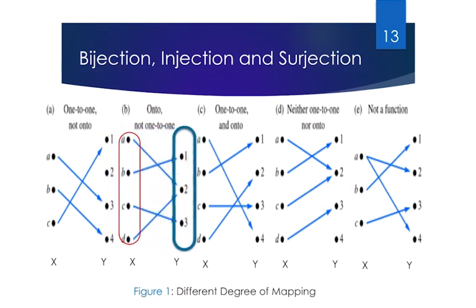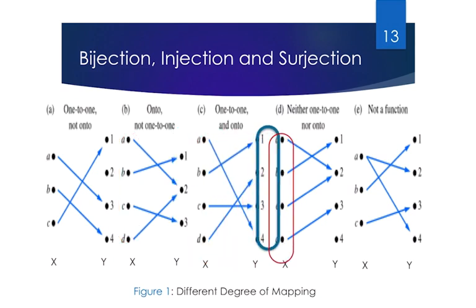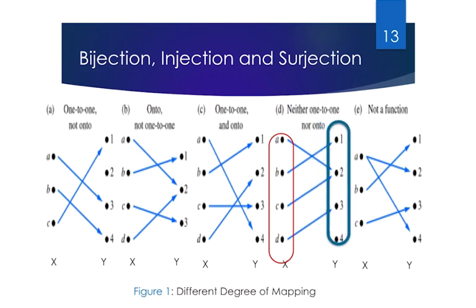In figure C, each element of the set X is paired exactly with one element of the set Y, and each element of Y is paired with exactly one element from the set X. There are no unpaired elements, so this is a one-to-one and onto function at the same time, and we call it a bijection. Try to find why figure C has neither one-to-one or onto function.